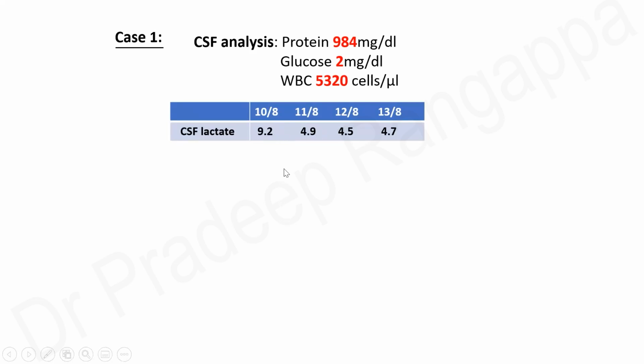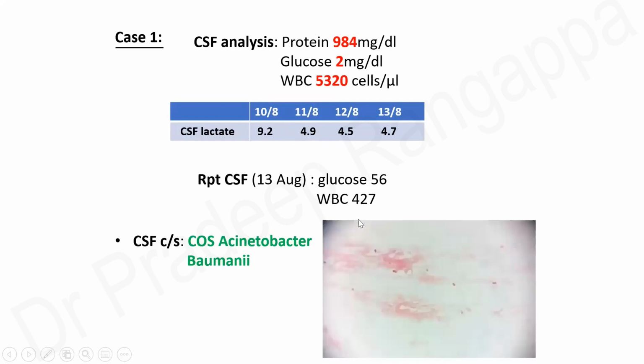After initiating treatment, it started coming down: 4.9, 4.5, and 4.7. A repeat CSF was done on 13th August. Glucose had improved, as you see, to 56. The white cell count had come down to 427.